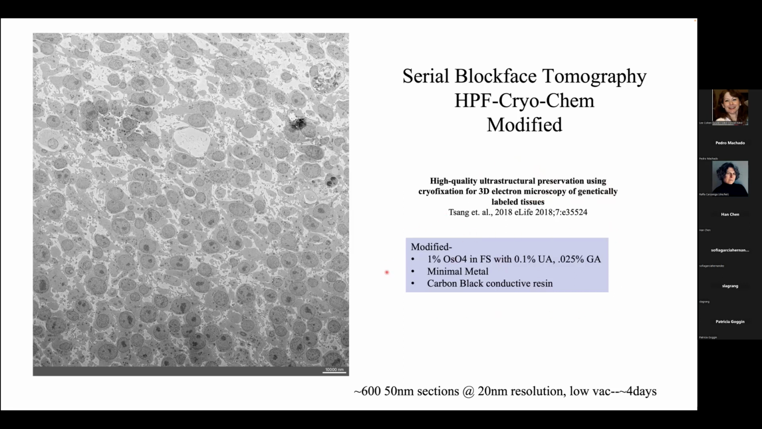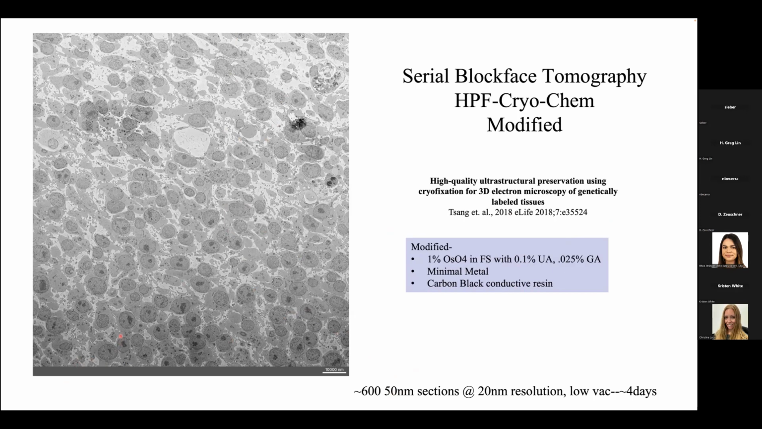Once again, I'll stress that as you do high pressure freezing and freeze substitution, if it works, great, pull a protocol and let's go with it. But ultimately, you do have to have a little bit of wiggle room and play around. So we modified the percentage of osmium. We added some UA and a little more glute in our protocol. And we reduced the metal on the back end of the protocol. Then we used carbon black conductive resin because the lipid content isn't as high as in brain tissue. So that really helped with some of our imaging.